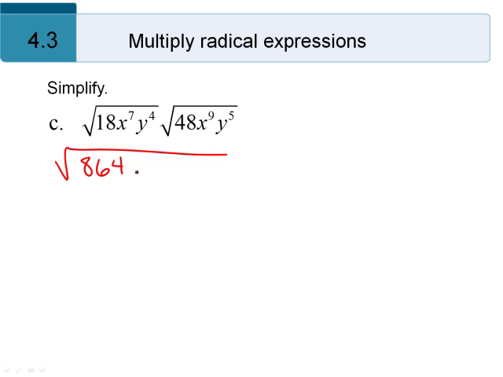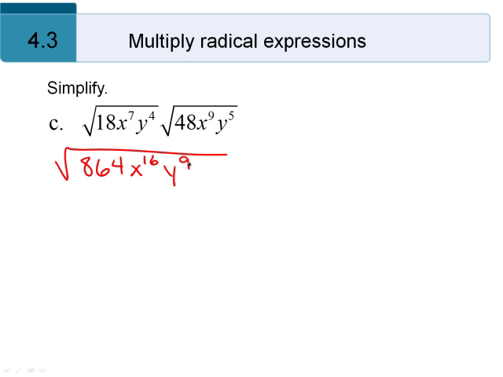Okay, now add your exponents. On the x, 7 and 9 is going to give me 16, and on the y's, 4 plus 5 would be y to the 9th. Okay, now I'm going to try, 864 is not a perfect square. That would have been just way too easy.